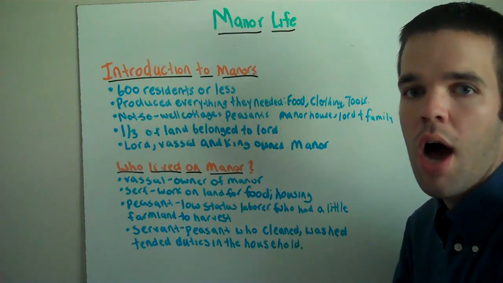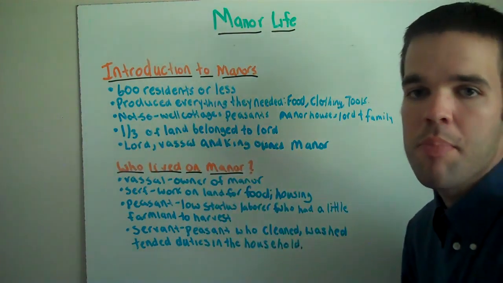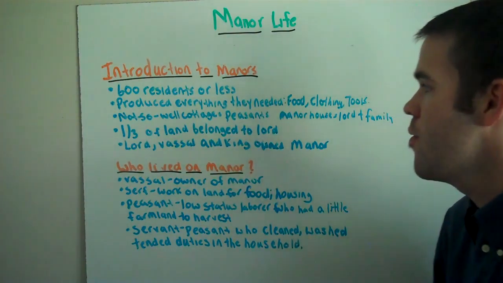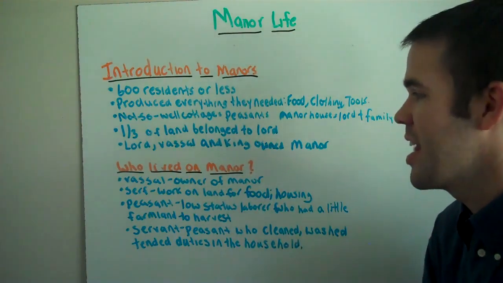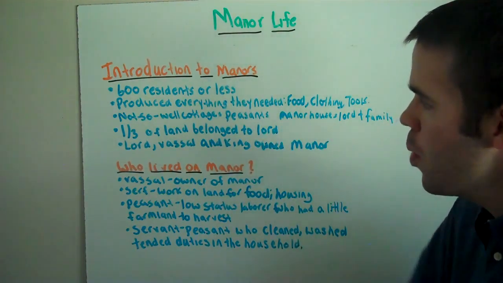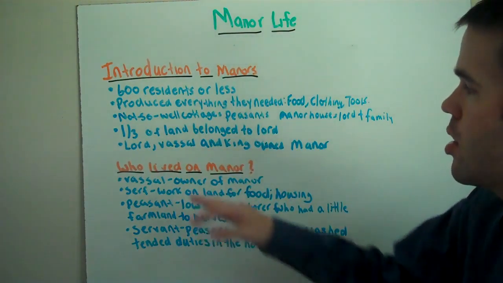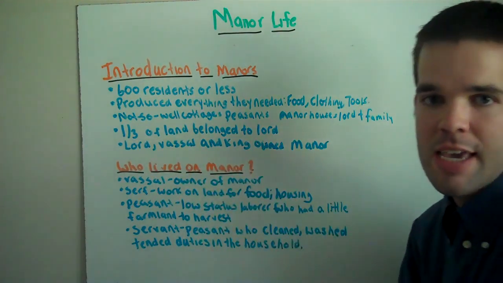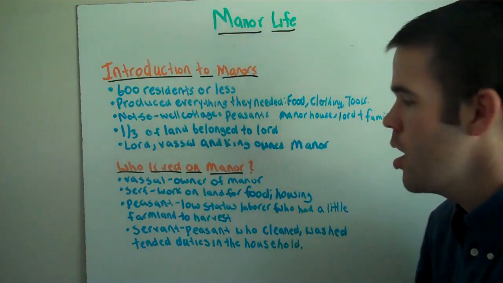There were two operations where people would live. There was a not so well put together cottage for the peasants, and there was a manor house for the Lord and his family. One third of the manor belonged to the Lord. The Lord, the vassal, and the king could all three own a manor.